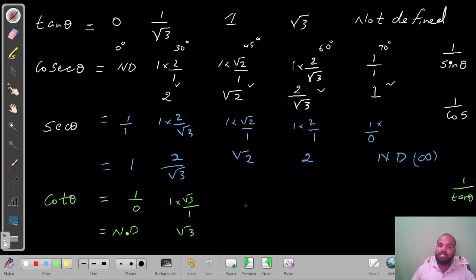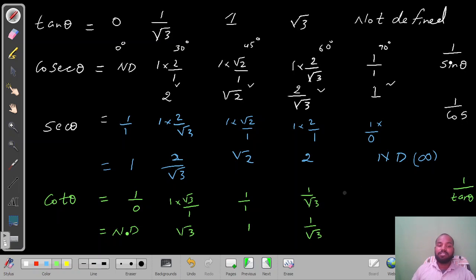Next, what is cot 45? Tan 45 is 1. 1 by 1 is 1. Okay. Next, what is cot 60? What is tan 60? Tan 60 is root 3. That is very simple. 1 by tan is nothing but 1 by root 3. Your answer value is 1 by root 3.